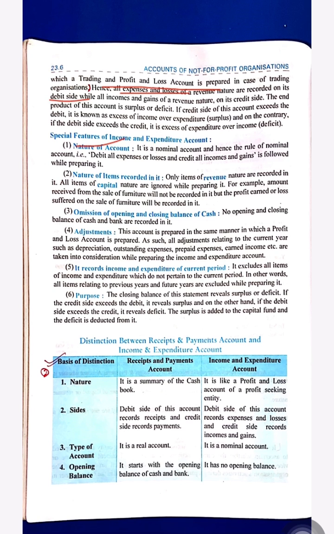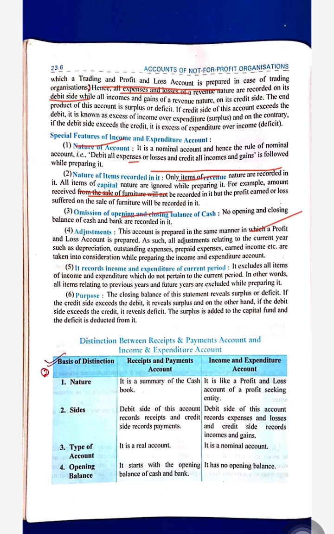Special features of income and expenditure account. Nature of account: it is a nominal account. Receipt and payment was a real account, income and expenditure is a nominal account. Nature of items: only items of revenue nature are recorded in it, all types of capital nature items are ignored and will be mentioned in the balance sheet. For example, the amount of receipt from sale of old furniture will not be recorded in it, but the profit or loss on that sale of furniture will be treated in it.